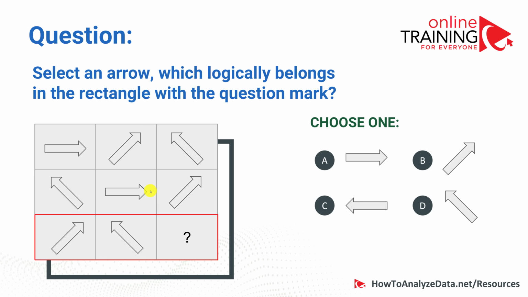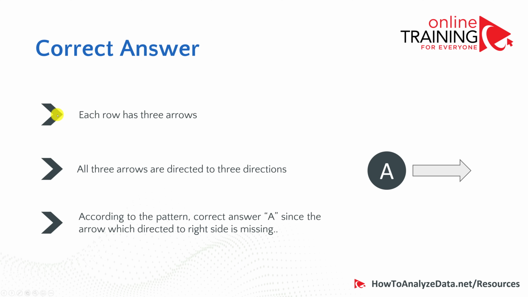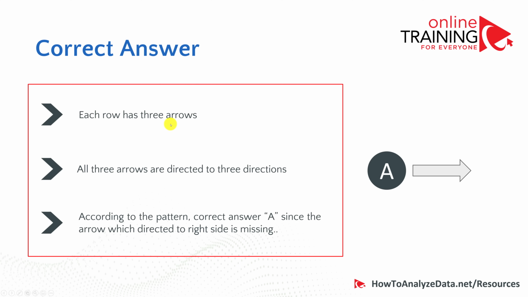And that would be the right answer. And the arrow pointing to the right would be choice A. And this is the explanation. So each row has 3 arrows. All 3 arrows are directed to 3 directions, and they are unique. According to the pattern, the correct answer is A, because the arrow which is directed to the right is missing in the 3rd row. Hopefully you've got this one right.